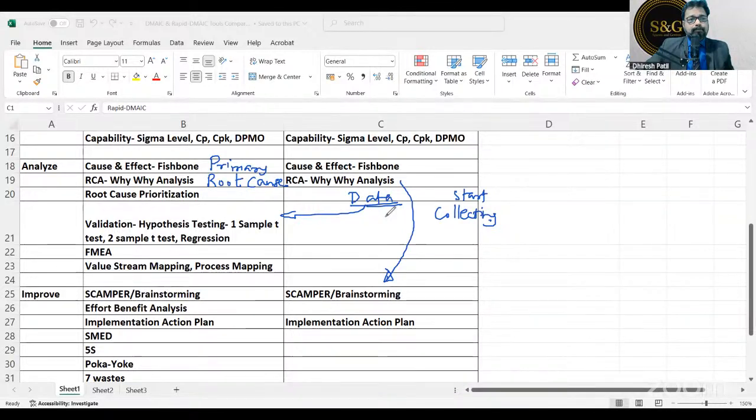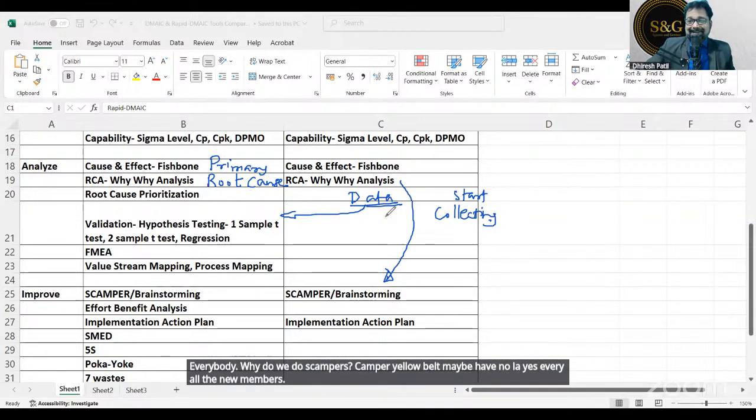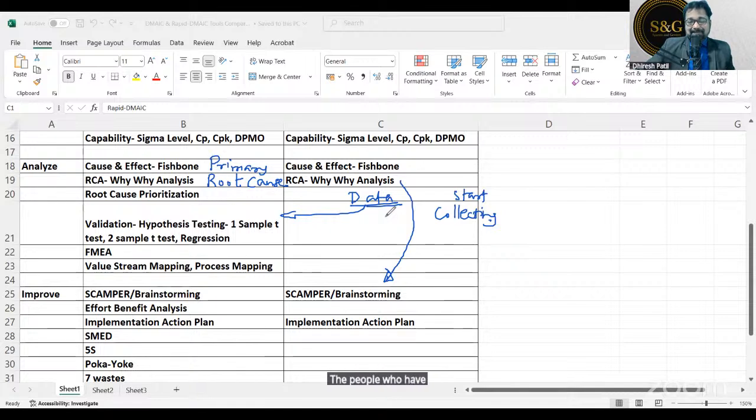Everybody, why do we do SCAMPER? We have taught SCAMPER in the yellow belt as well. All the new members, the people who attended yesterday, it must be very fresh in your mind. Tell me, why do we use SCAMPER? What is the objective of using SCAMPER?